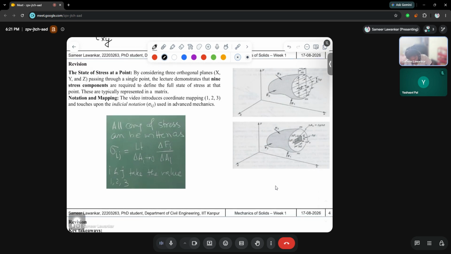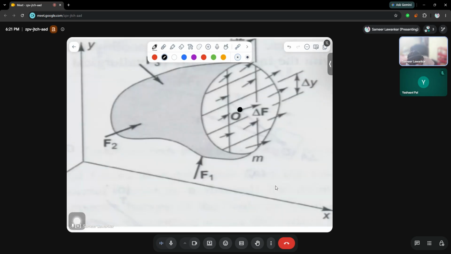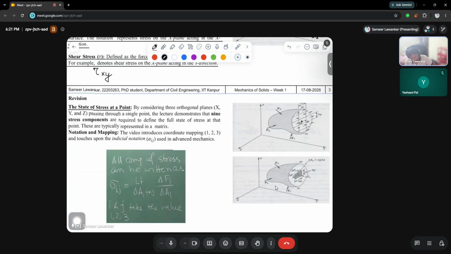So next is the state of stress at a point. What is the meaning of this? Each point on a particular body gets acted upon by several forces. In definition, there are 9 total stresses, or 9 different resolutions of stresses, acting at point O. Okay, that is the first definition which we need to understand, and hence this particular subsection. So, the state of stress at a point.